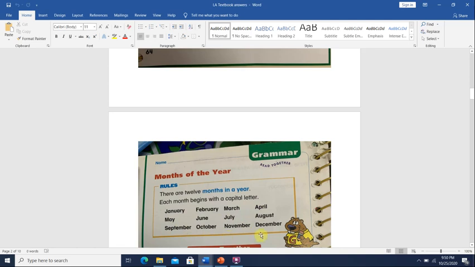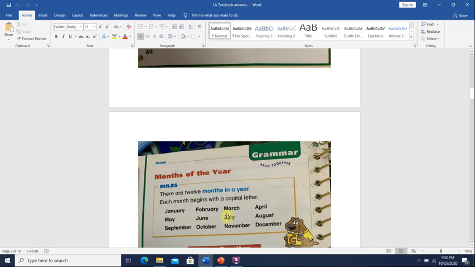Okay, each month has a special name. So what does that mean? That means it's a proper noun. That means when we write the month, we must begin it with a capital letter. Like January, we must begin it with capital J. February, begin with capital F.